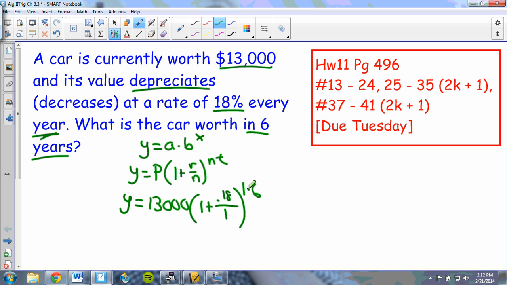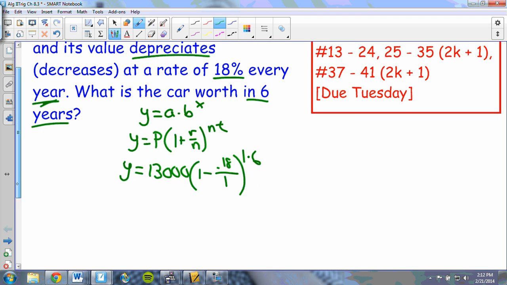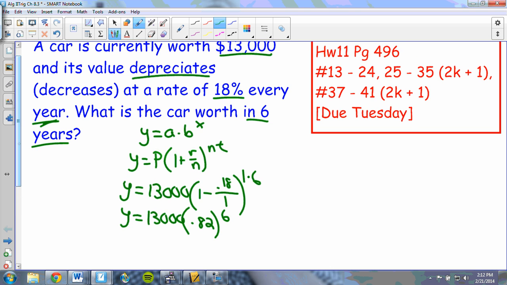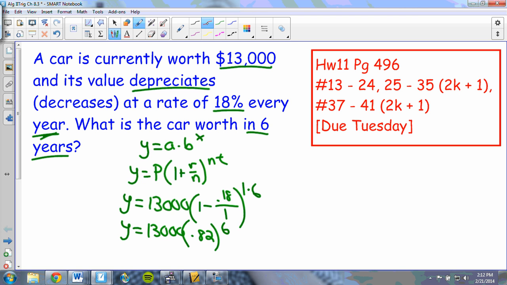The difference with this problem and the ones we did yesterday is this depreciation thing that's going on. Since the value of the car is going down, it's actually not 1 plus, it's 1 minus. If I simplify that, I get y equals 13,000 times 1 minus 0.18, and 1 minus 0.18 is 0.82 to the sixth. Something I really want to stress, and you should have learned this before, but just to make sure we're covered. If you're losing 18% of something, you're keeping 82%.